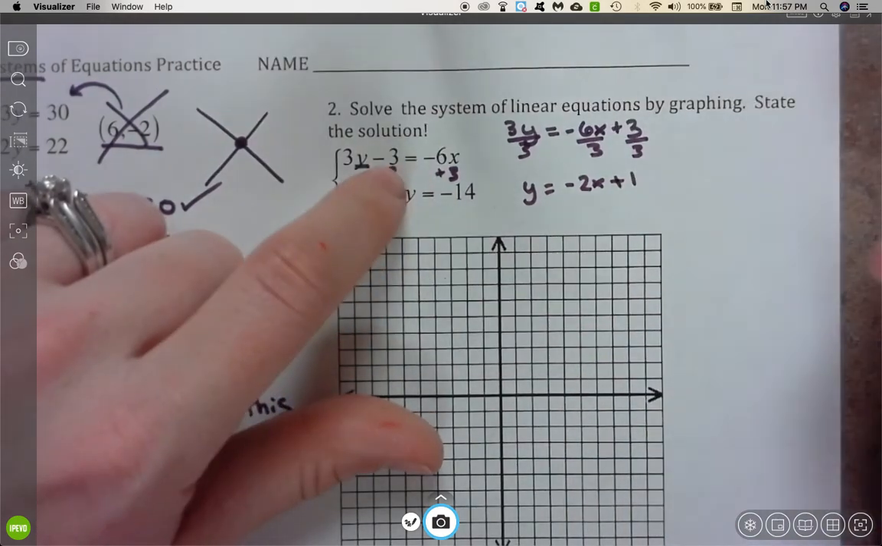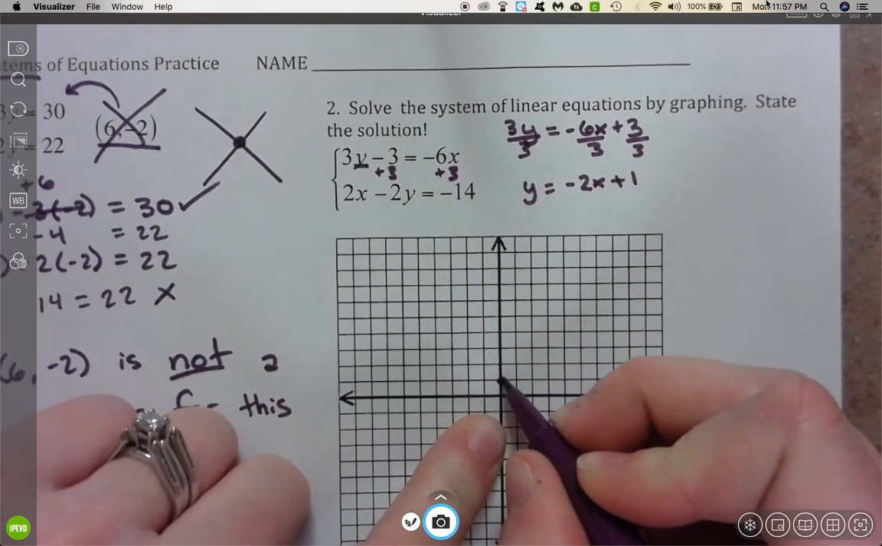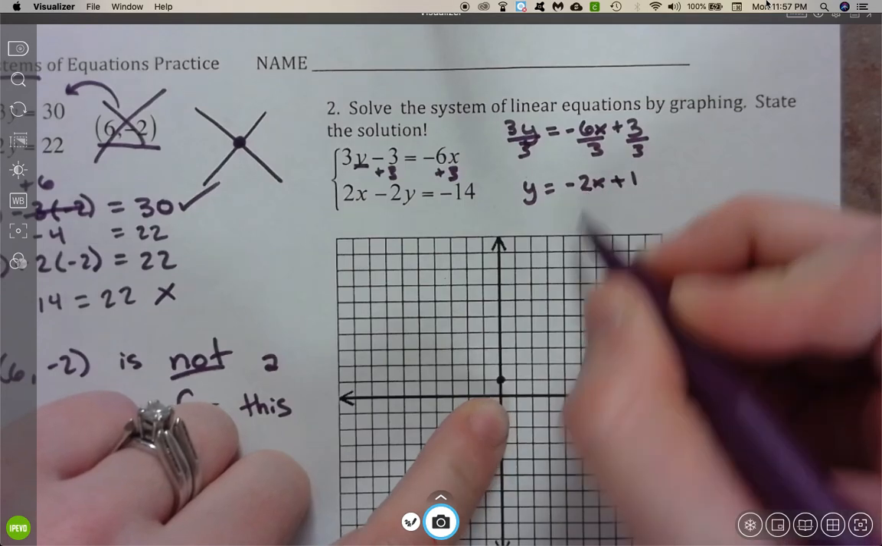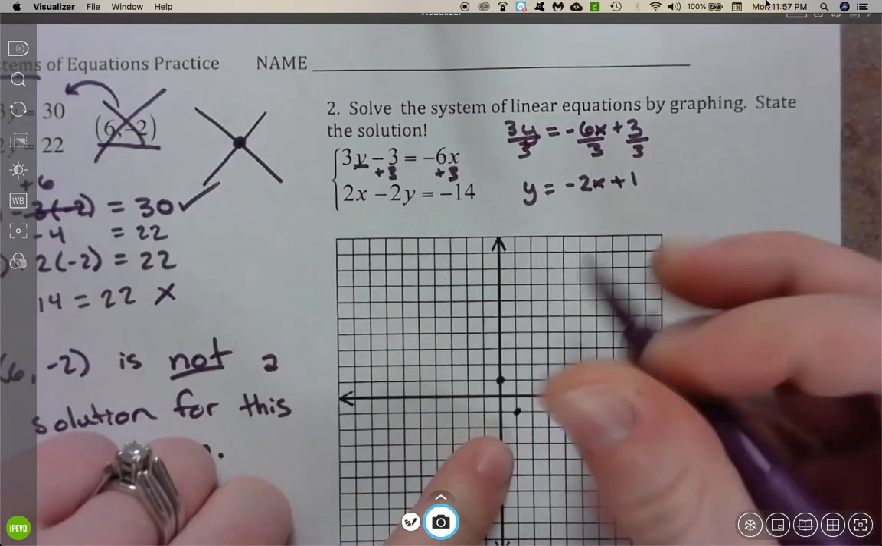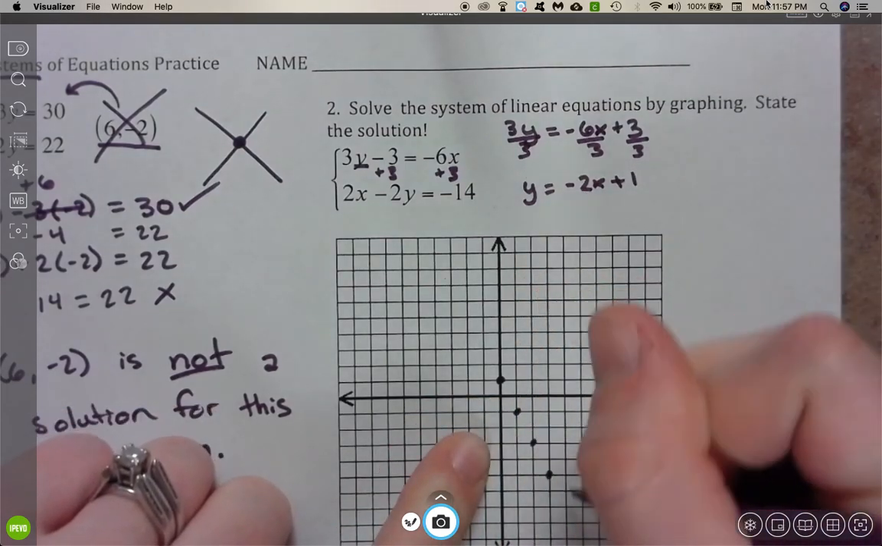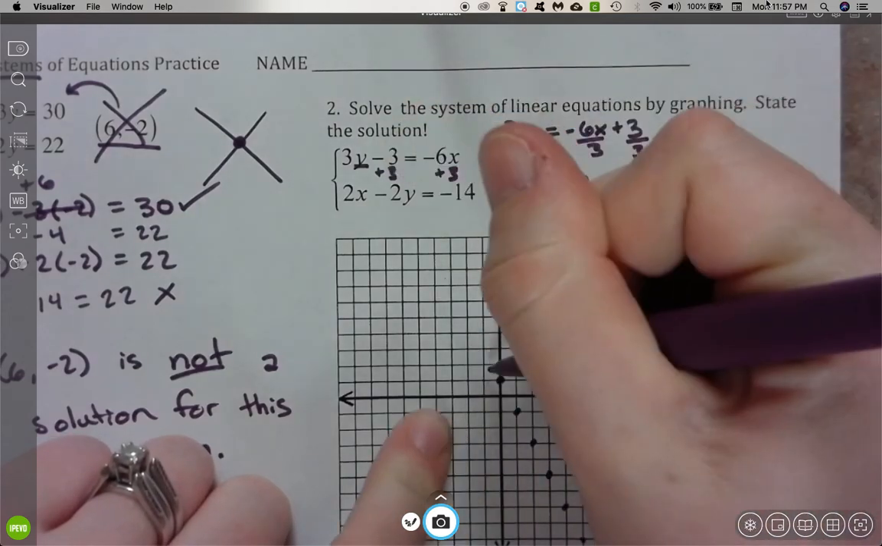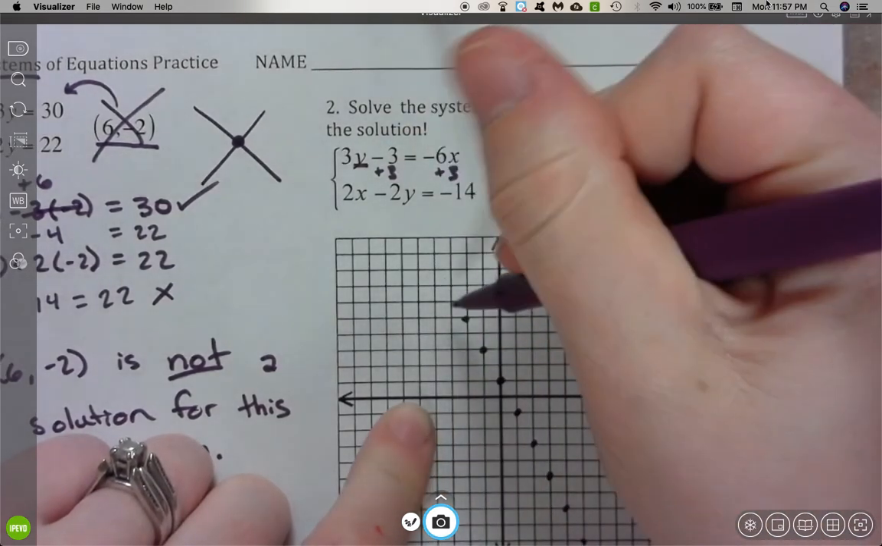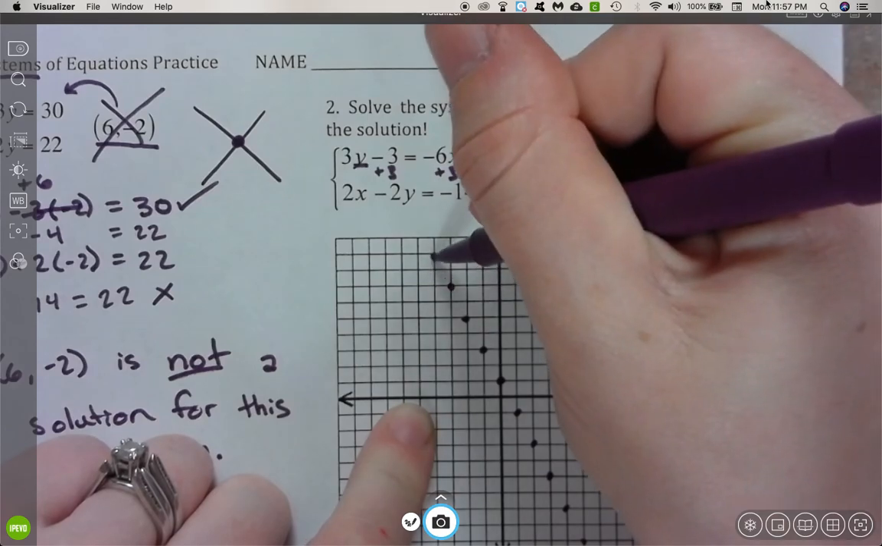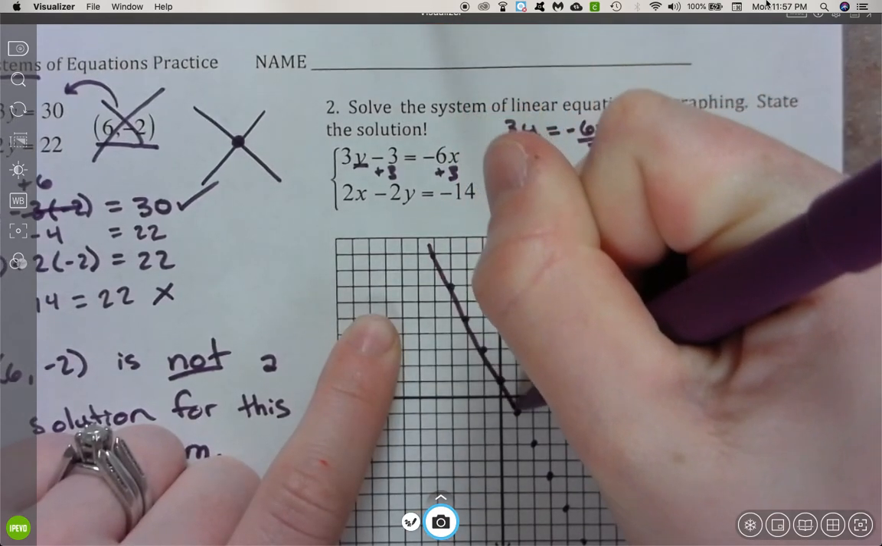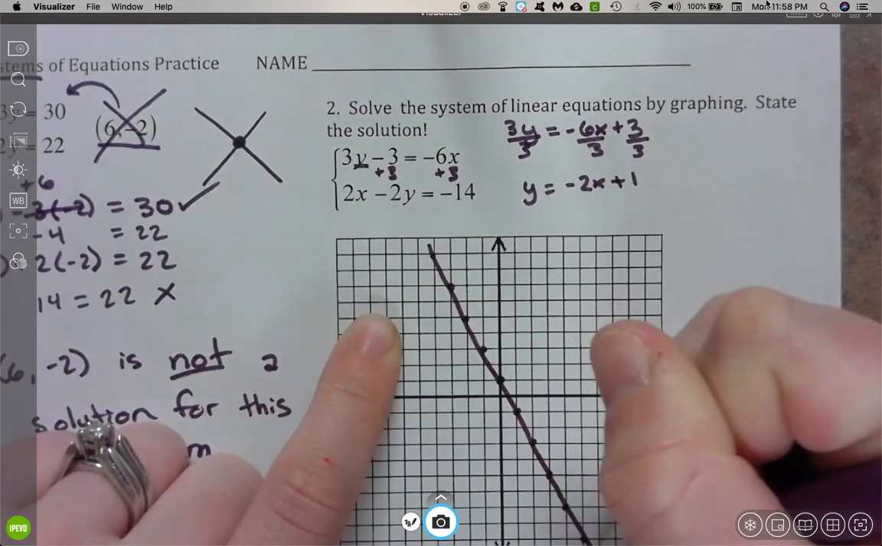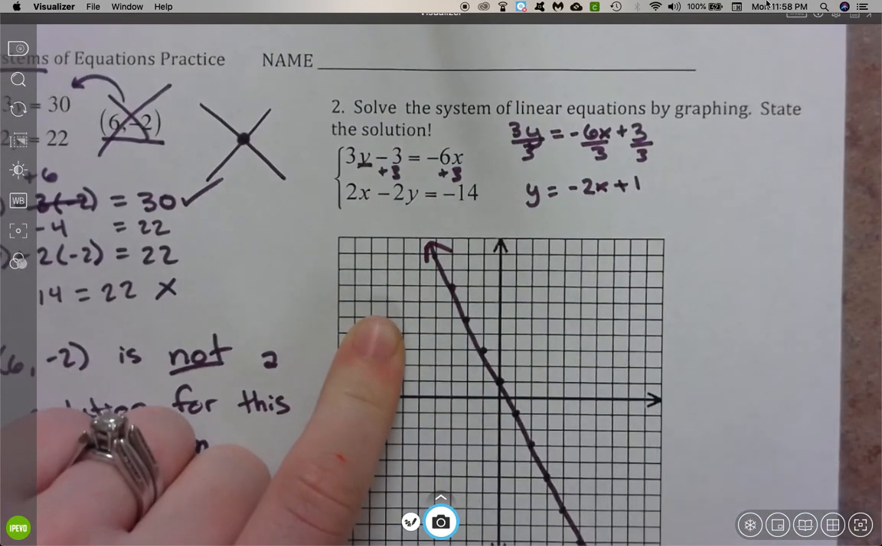So let's go ahead and graph it. I start at 1, and then the slope tells me I go down 2 over 1. Down 2 over 1, down 2 over 1. I'm going to drop a few points in here just so that I make sure I get this graphed right. Okay, so there's my line.